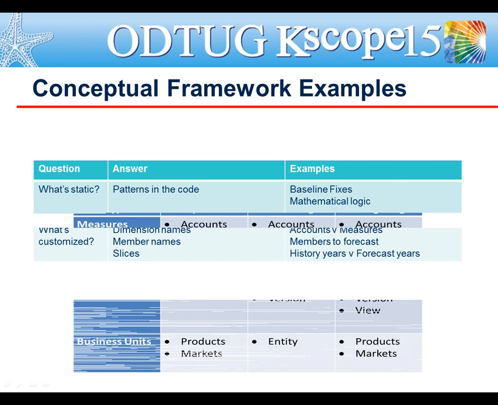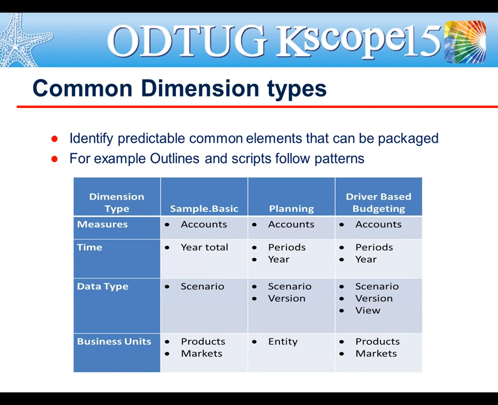So ask yourself, what are the static patterns in the code, such as baseline fixes or mathematical logic? In our example, it'll be a simple percentage growth calculation. What's customized, such as dimension names, member names, and slices.